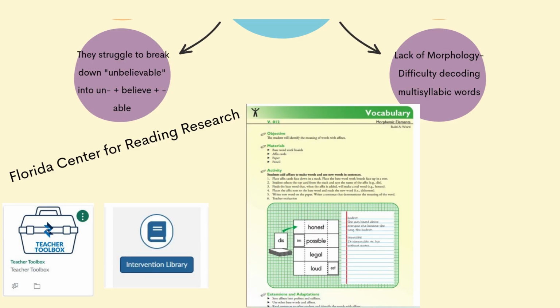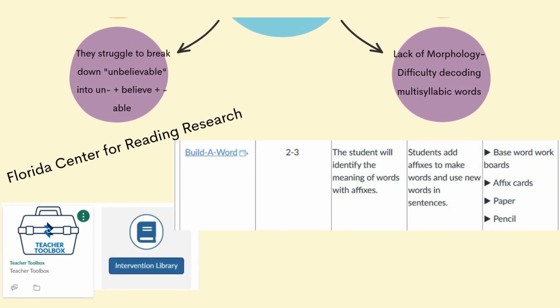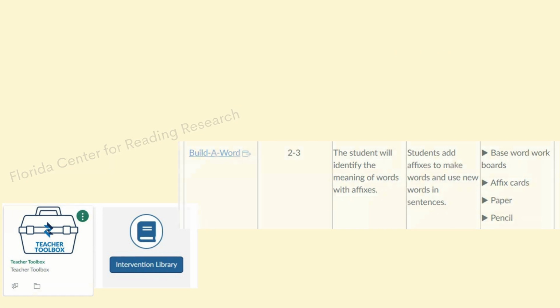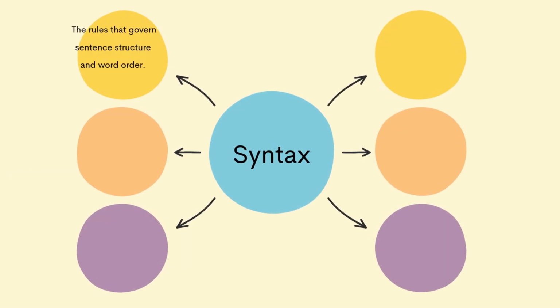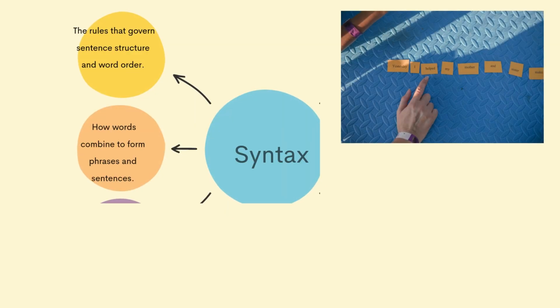In this activity, students will work with affixes, and students add affixes to make words and use new words in sentences. The students will identify the meaning of the words with affixes, and then at the same time, students add affixes to make words and use new words in the sentences. Now we're going to take a look at syntax. So syntax are the rules that govern sentences, sentence structure, and word order.